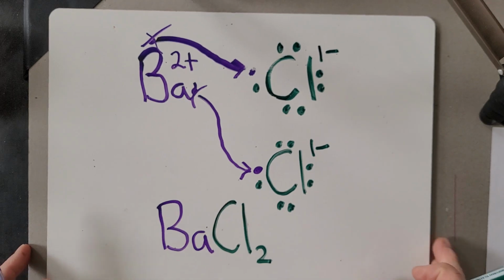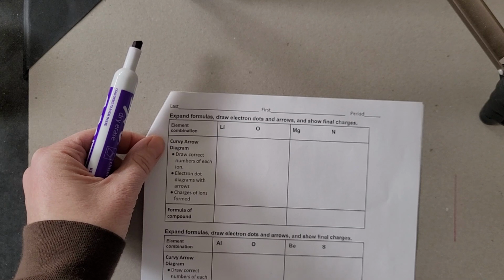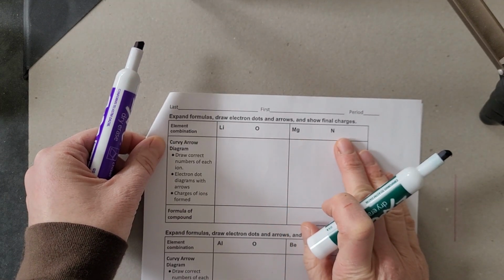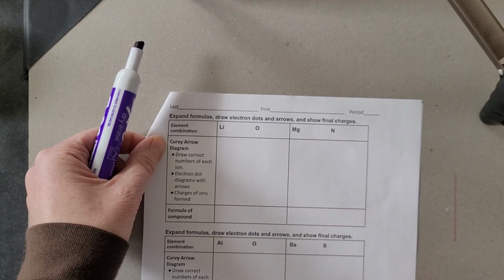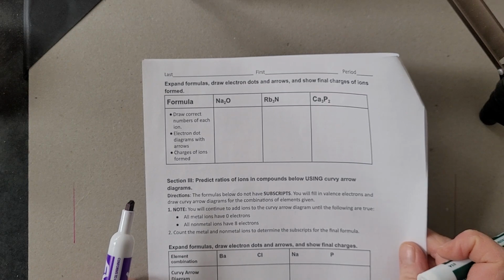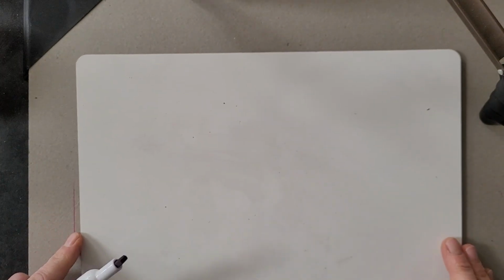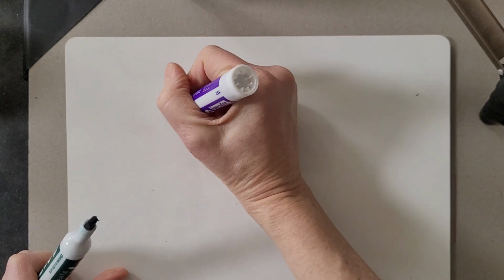All right, let's do another example. Okay, so for our next example, let's see, magnesium, nitrogen. That's kind of a hard one. Let's do another easy one. So we'll just go ahead and do sodium and phosphide right here. Okay, so Na is the symbol for sodium. I'm going to draw that right here.